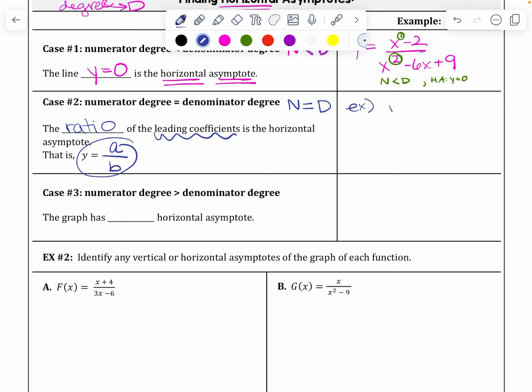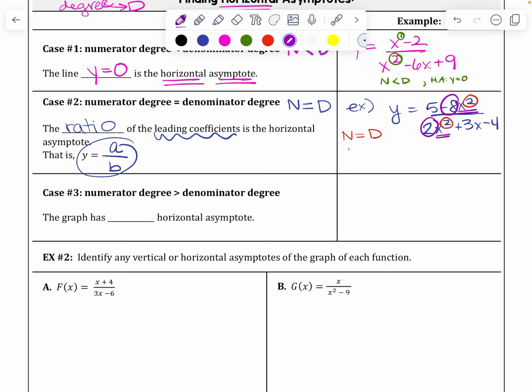So for example, if you had y equals 5 minus 8x squared in the numerator and 2x squared plus 3x minus 4 in the denominator. Let's compare. The numerator has a degree of 2. The denominator has a degree of 2 as well. So because the numerator equals the denominator, now we look at their leading coefficients. The leading coefficient is the number in front of the leading term. So this is x squared, which is the highest term, and this is x squared, the highest term of the denominator.